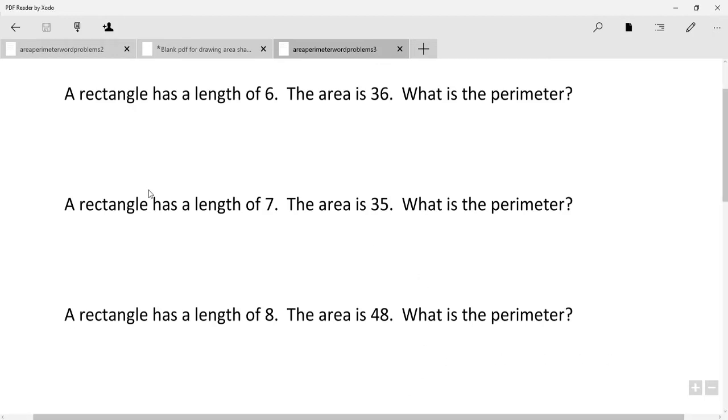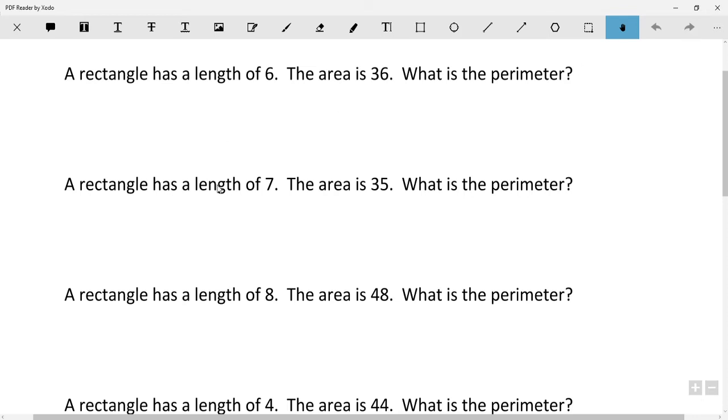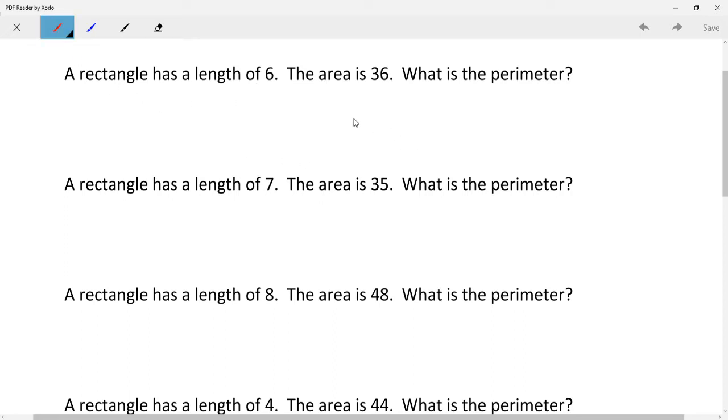Today we are going to go over some more perimeter and area questions. So this is a different type of question where they give you the length of one side and then the area, and then they ask what is the perimeter. Okay, so let's figure these out.